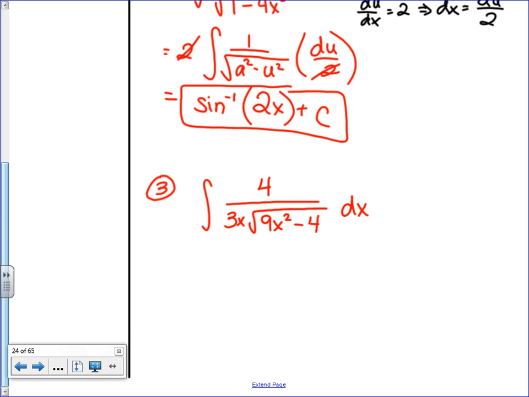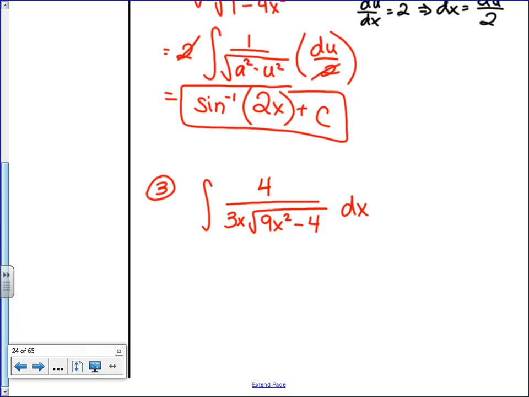Come on, focus, go. What's u? It's okay. Take a second. 3x. Look at your rules. Nice. Is that right? Negative 4 plus 9x squared? Nope.